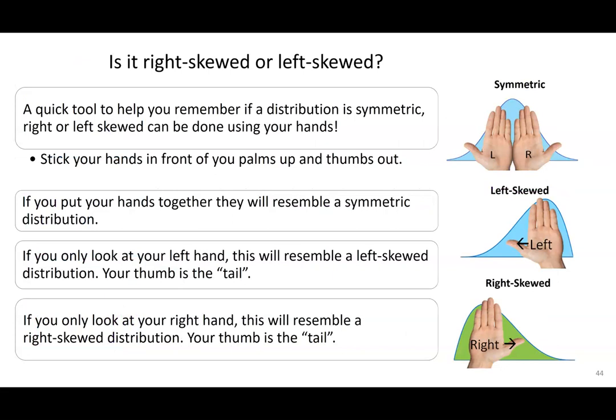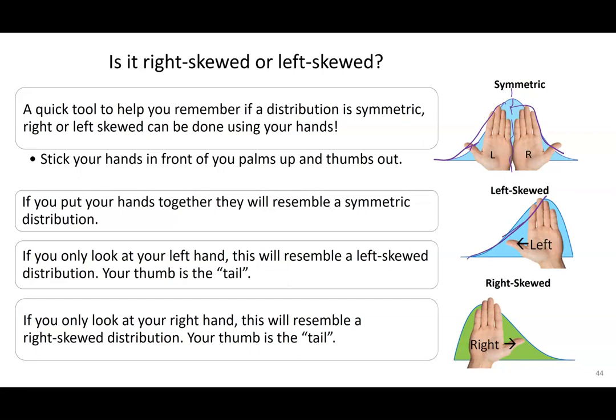So then one quick way you want to check: is it right skewed or left skewed? You can go ahead and use your hands. This is a little more fun in a classroom because we all stick our hands in front of our faces. The idea is if you hold your palms towards yourself like this and pretend your thumbs are the tails, it's roughly symmetric if you have both hands out.